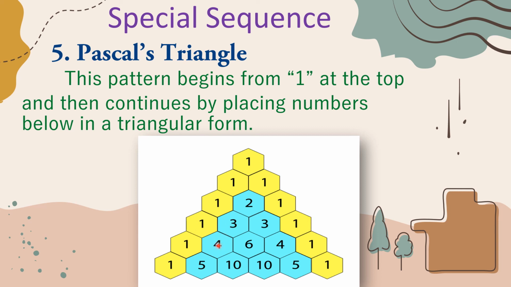1 plus 3 is 4. 3 plus 3 is 6. 3 plus 1 is 4. And then putting 1 on the left and right. 1 plus 4 is 5. 4 plus 6 is 10. 6 plus 4 is 10. 4 plus 1 is 5. And then putting 1 on the left and right. So as you can see, it forms a triangular form.